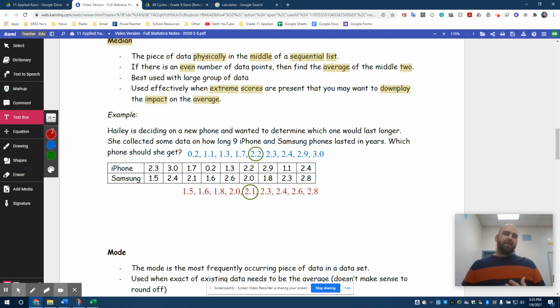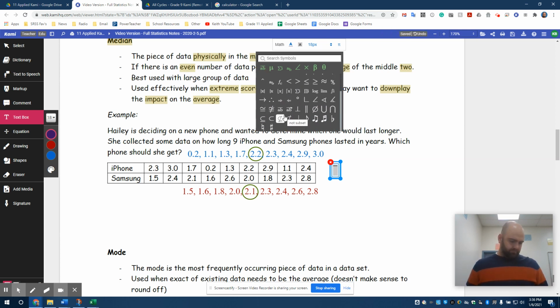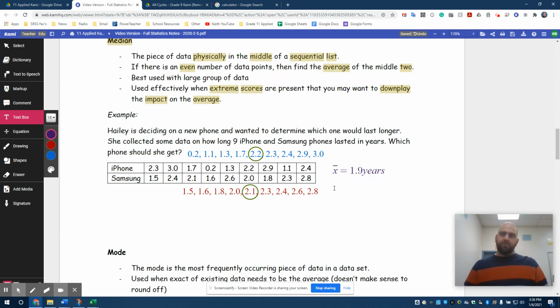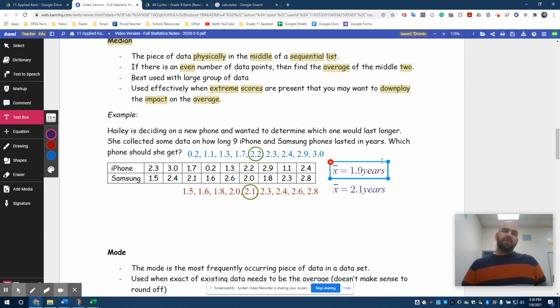If we do the data, I have a little bit of data I'm just going to show you here. If we find the average, there we go. The average for an iPhone is 1.9 years, and the average for a Samsung is actually 2.1 years. I'm trying to keep my notation as best as possible here. It goes 2.1 years.